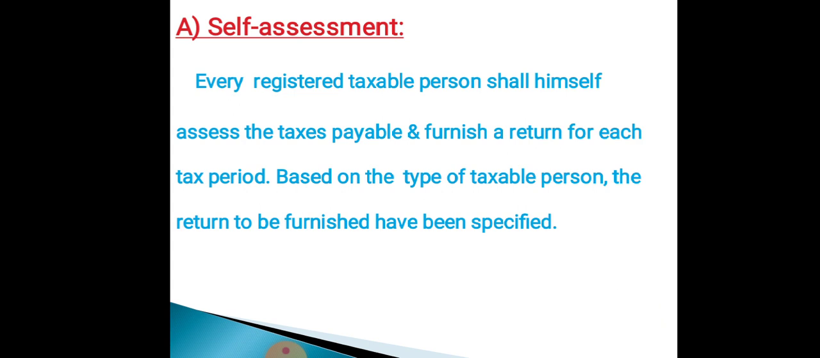First one, self-assessment, Section 59. Every registered taxable person shall himself assess the taxes payable under the Act and furnish a return for each tax period. Based on the type of taxable person, the return to be furnished has been specified. Self-assessment is the process of looking at oneself in order to assess aspects that are important to one's identity. It is one of the motives that drive self-evaluation, along with self-verification and self-enhancement.